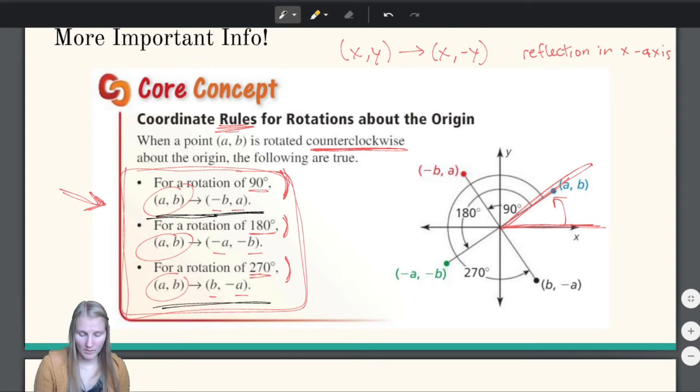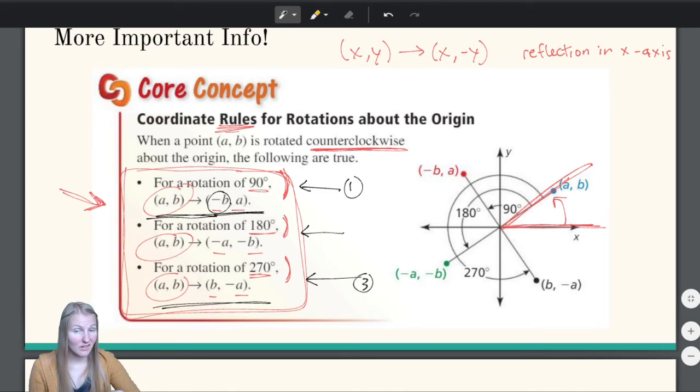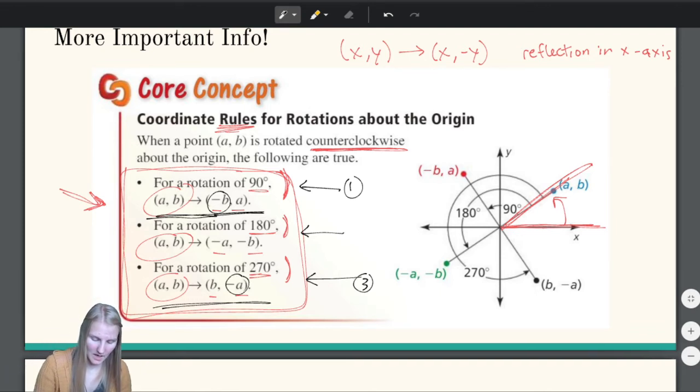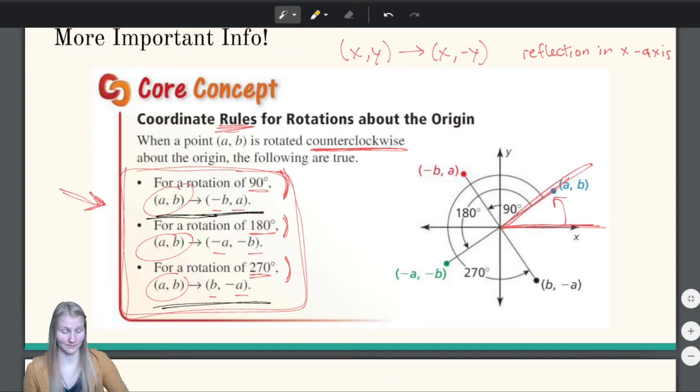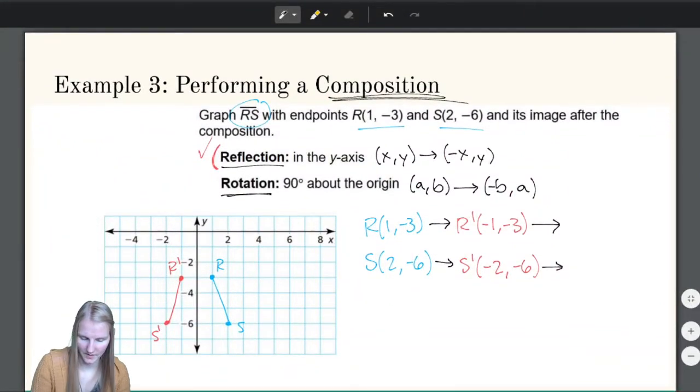The way that I remember it is it goes 90, then 180, then 270. Because 90 comes first, I make the first one negative. Because 270 comes last, I make the last one negative. And that's how I like to think about it. If that helps you, yay! Okay, back to the example that we're on here.